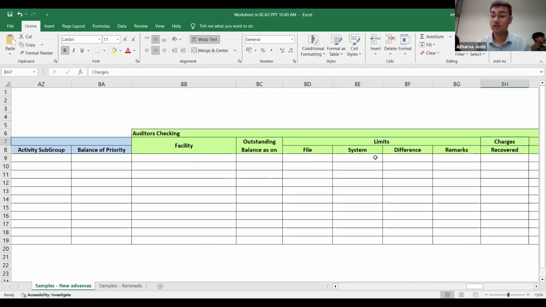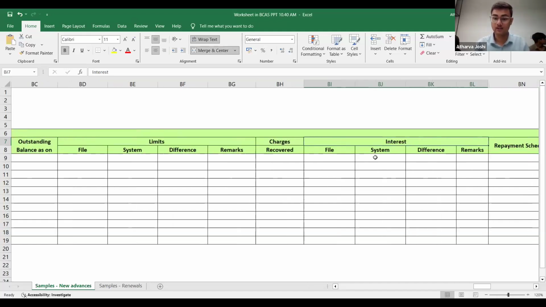Next, we can see whether the charges are properly recovered. Now, every sanction document contains different types of charges like processing charge, inspection charge, documentation charge. We check whether the same has been calculated properly and has been recorded properly by the bank in its system.